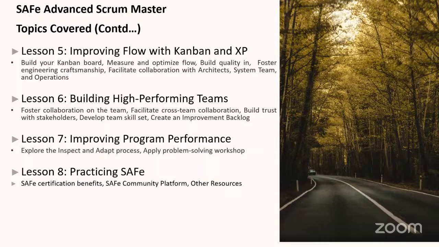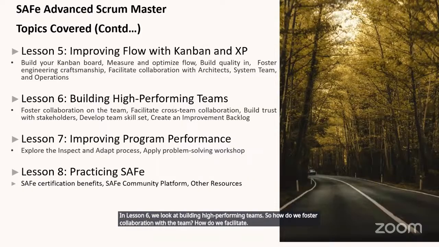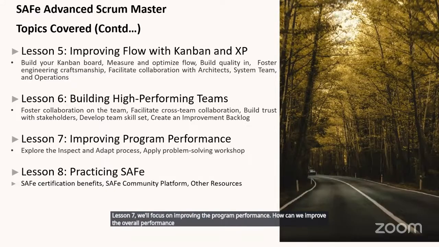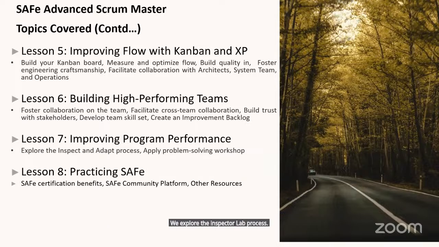In lesson 6, we look at building high-performing teams. So how do we foster collaboration in the team? How do we facilitate team collaboration, build trust, stakeholders, and all those things? Lesson 7 will focus on improving the program performance. How can we improve the overall performance? Anything to be done? We explore the inspect and adapt process, and we apply problem solving workshop to come up with solutions for difficult problems.